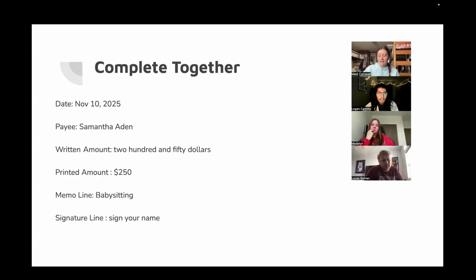And then the signature line. You can just sign your name, but some people aren't exactly confident in their signature, so you can do whatever. It should be Samantha, or wait, no, it should be your name. Sorry, I'm confusing you. Since the payee is Samantha Aiden, we're going to act like you're writing the check. My apologies, guys.